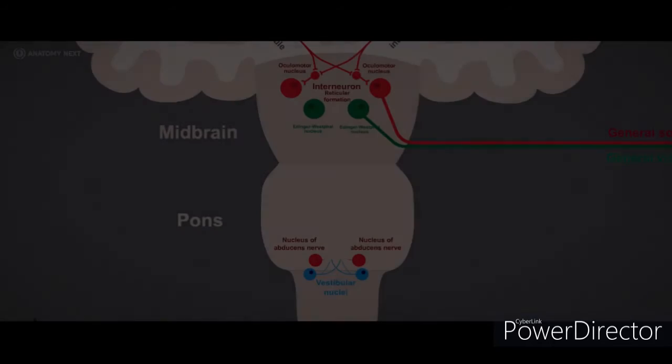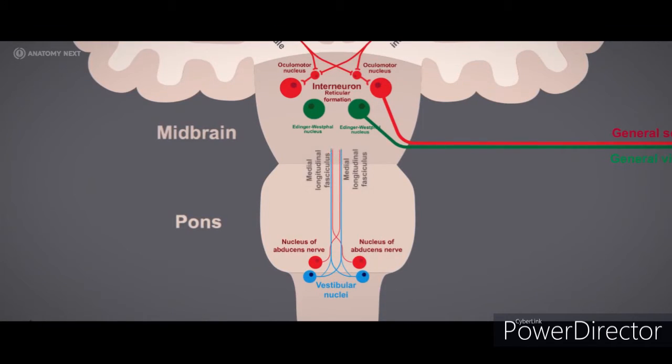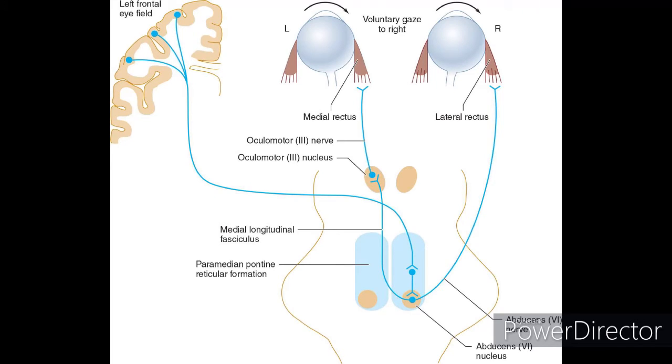But how does it do that? Well, the abducens nuclei will send inhibiting fibers to the ipsilateral oculomotor nuclei, inhibiting the medial rectus muscle of that eye, as well as sending excitatory fibers to the contralateral oculomotor nuclei, then activating the medial rectus of that other eye. So we can say that on one eye the medial rectus is inhibited and on the other eye the medial rectus is excited. So that would produce a lateral or horizontal gaze.